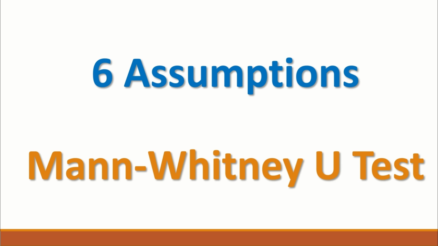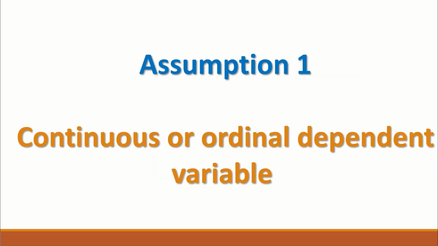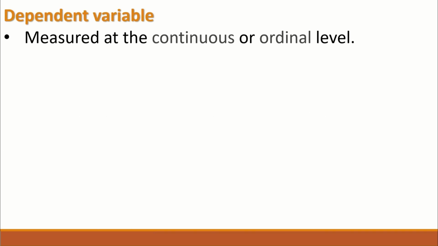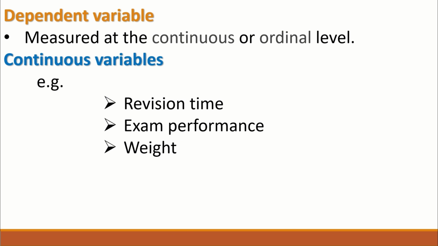The first assumption is that the data, or the dependent variable, can be continuous or ordinal. So the dependent variable is measured at a continuous or ordinal level. Continuous variables are on numerical scales such as revision time, exam performance, weight.